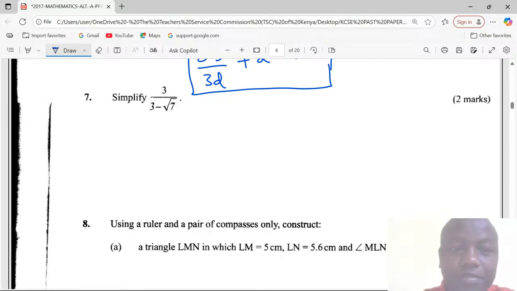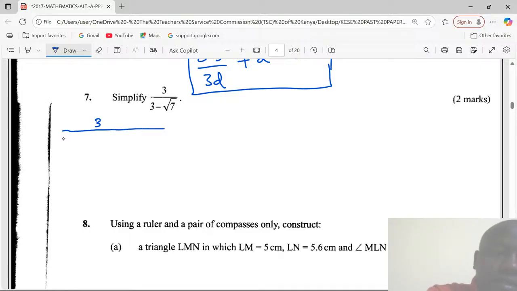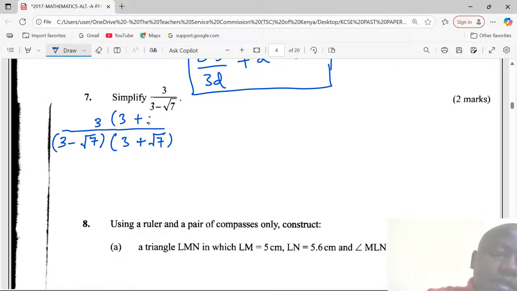Simplify 3 over 3 minus the root of 7. To simplify means to simply rationalize the denominator. So we simplify by rationalizing 3 over 3 minus the root of 7. So this is supposed to be multiplied by 3 plus the root of 7, and here, 3 plus the root of 7.